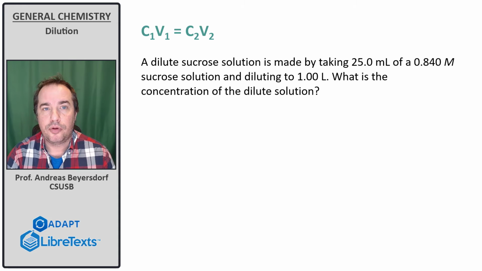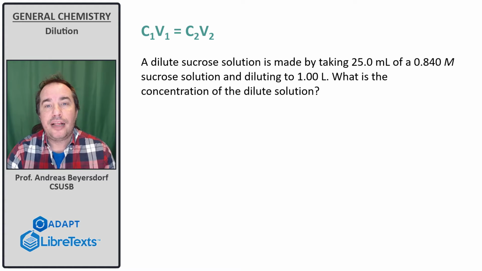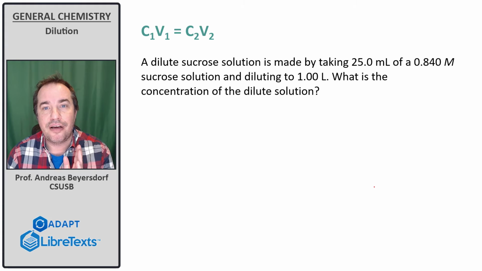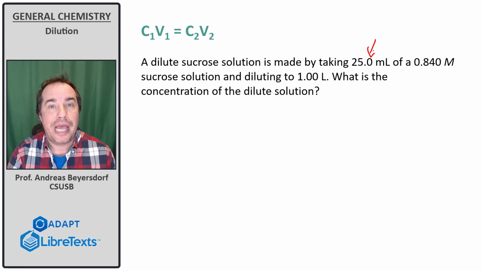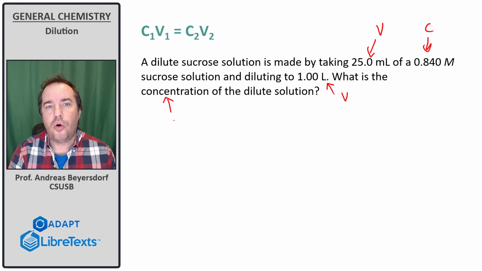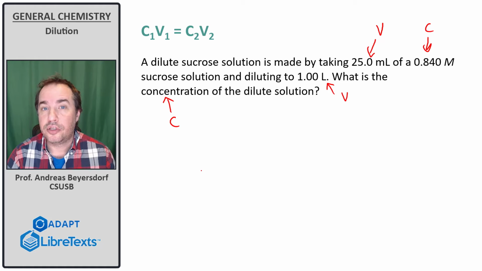Let's look at an example. So if we want to make a dilute sucrose solution, and we do it by taking 25 mLs of a 0.84 molar sucrose solution, and we dilute it to 1 liter, we want to know what the concentration is of the final dilute solution. So let's look at what we have. We have a volume here, 25 mLs, and a volume here, 1 liter. We also have a concentration here, and our goal is to find out a concentration.